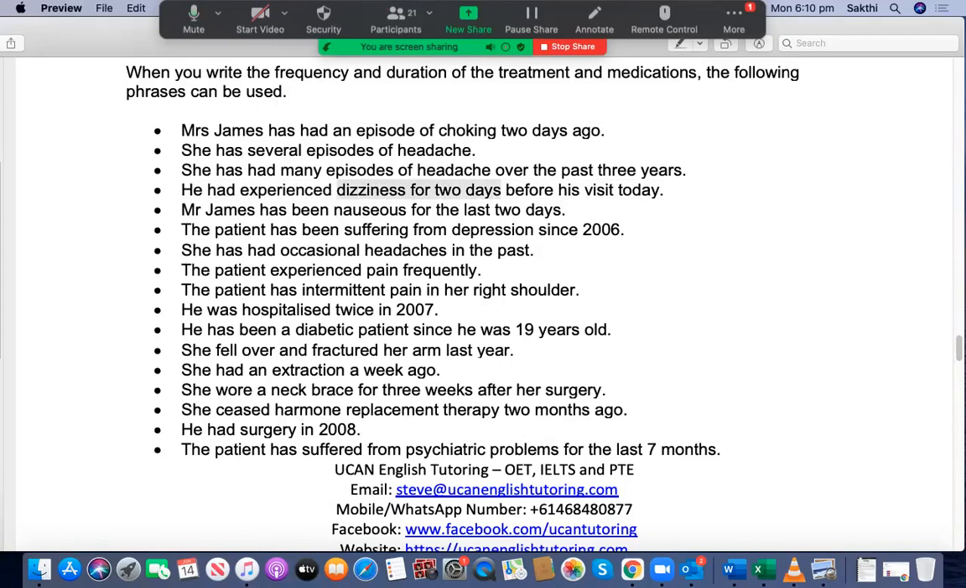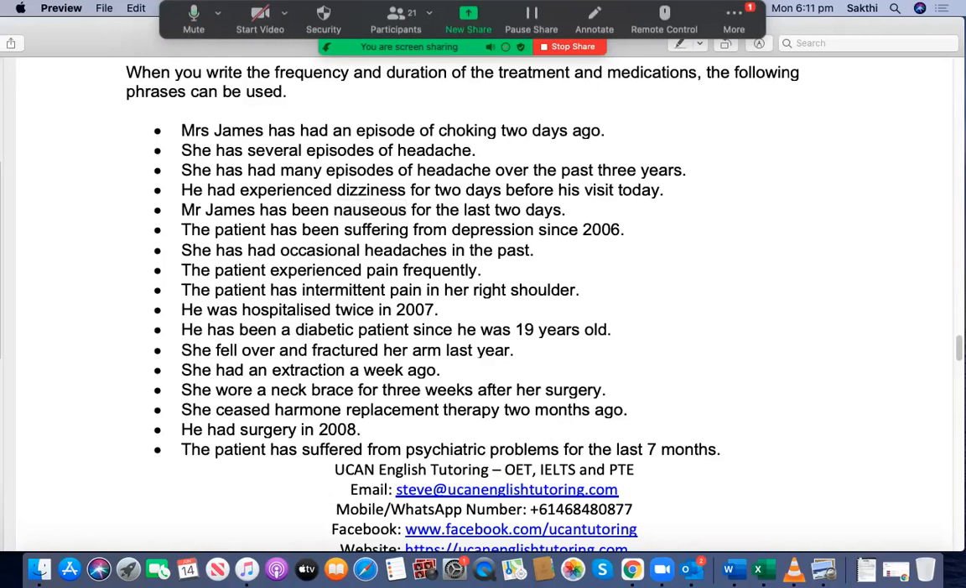Okay. Mr. James has been nauseous for the last 2 days. Remember, this has been. Okay, we are using an adjective here. What happens if I use a noun here? Has been nausea for the last 2 days. That is wrong, because we don't need a noun in this case, we need either an adjective or a verb. Okay, I mean verb plus ing anyway.